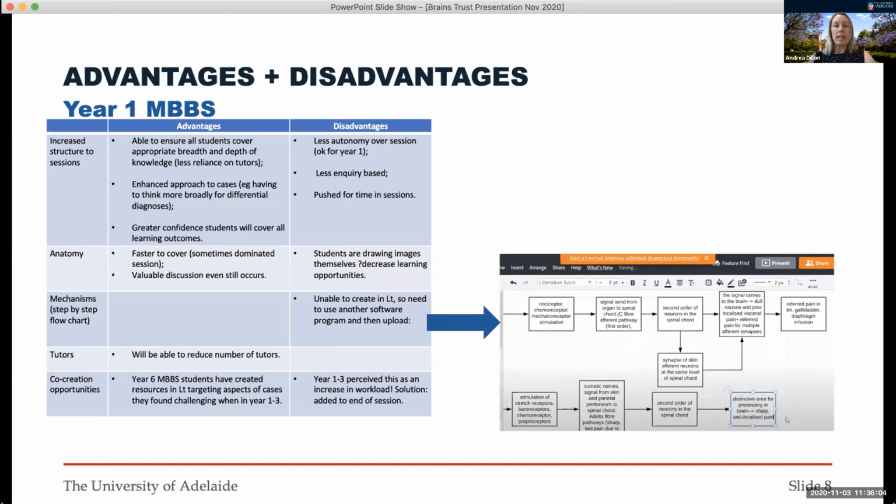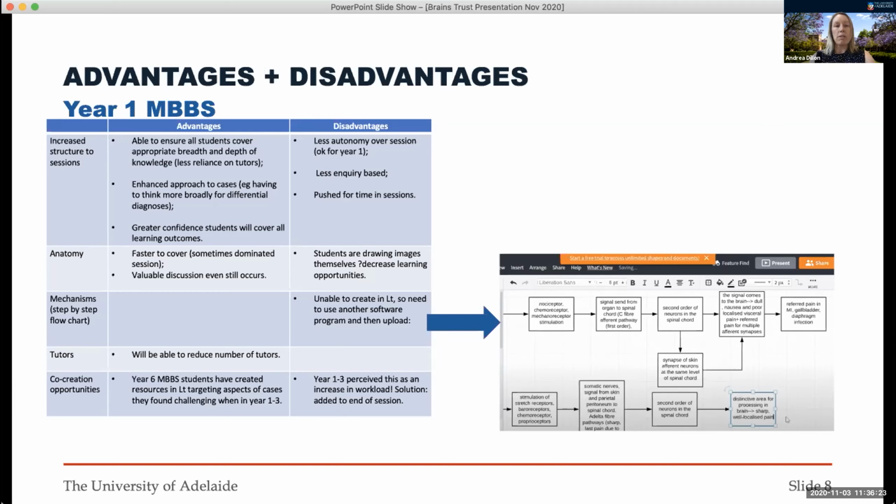Another positive has been less reliance on tutors to cover all the material. Now, a lot of students have had problems in the past with tutor variability, so that has significantly reduced the effect of that. It's been faster to cover content such as anatomy. We're not waiting and dependent on the group member to be really well prepared and drawing.